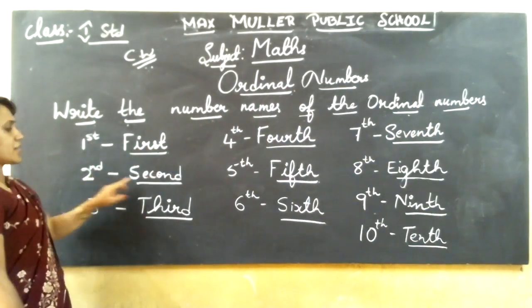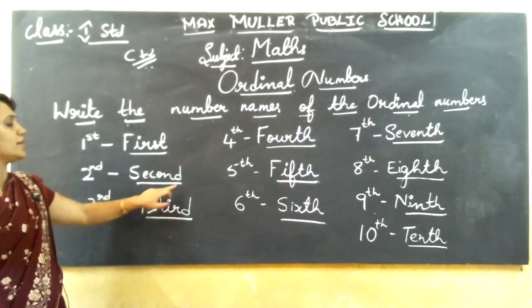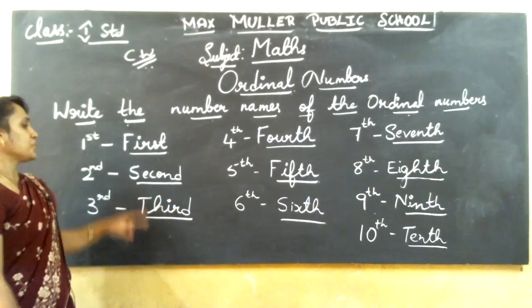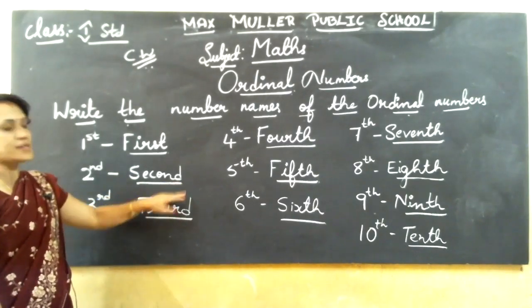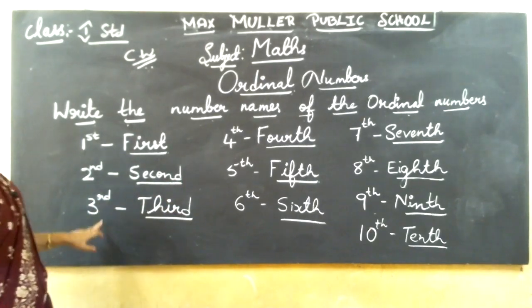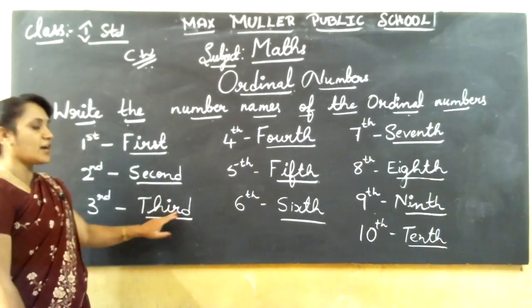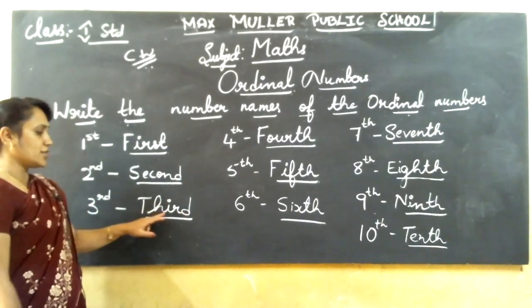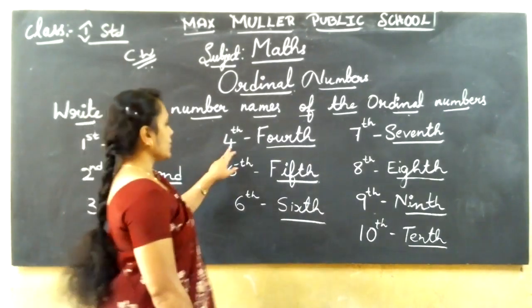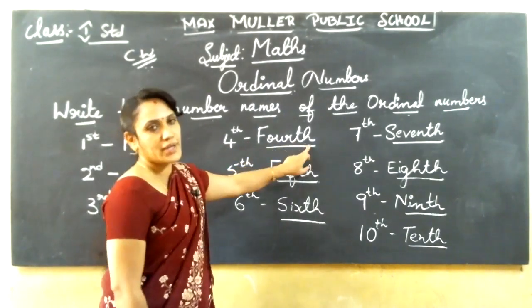That is second. Second spelling, S-E-C-O-N-D, second. Then third, already written here, no? Third, T-H-I-R-D, third. Then fourth, F-O-U-R-T-H, fourth.